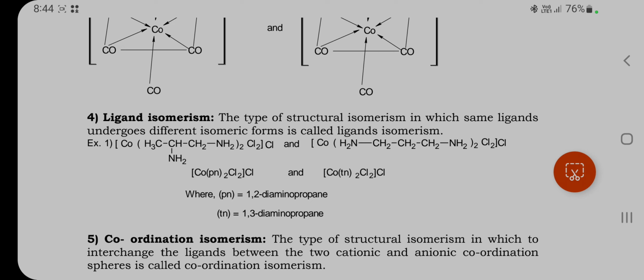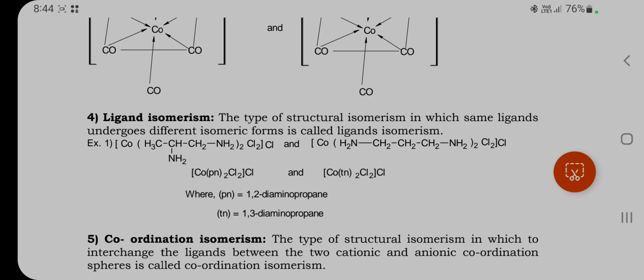Okay. So in the two examples, the isomeric forms of the two ligands which are present inside the coordination sphere are different. Here you can observe the NH2 groups present which act as the ligand. So this is 1,2 diaminopropane. In the second example, it is 1,3 diaminopropane.